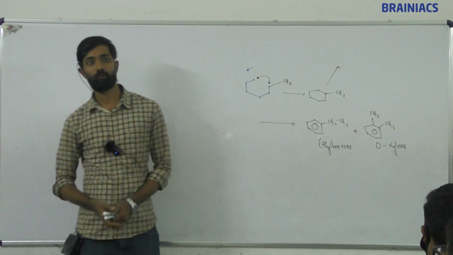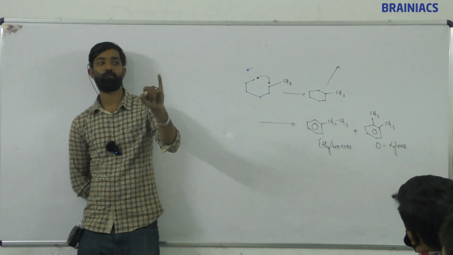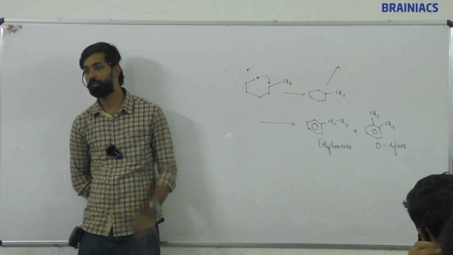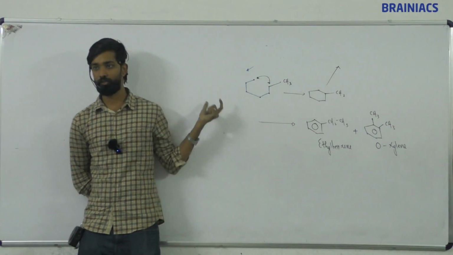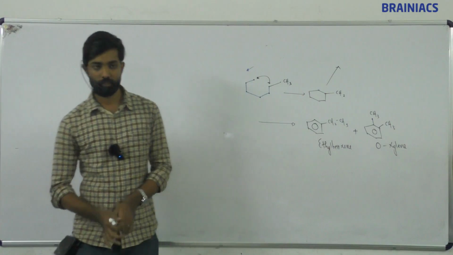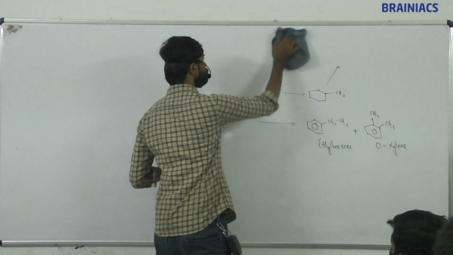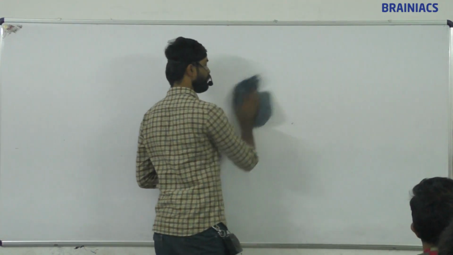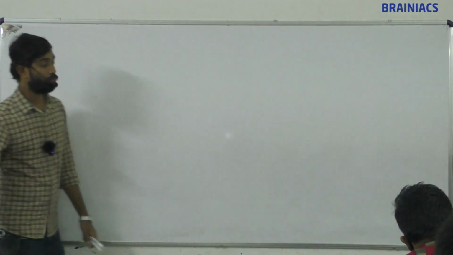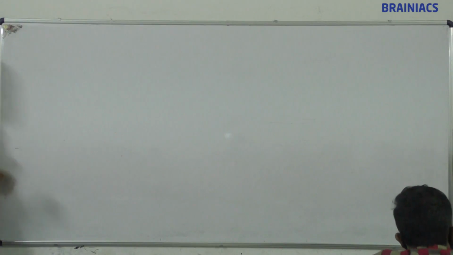Actually, there are 3 types of radical substitution: halogenation, nitration, sulfonation. But in your textbook, only halogenation is given. So the most important is halogenation. First we can discuss halogenation, then we can write sulfonation and nitration.